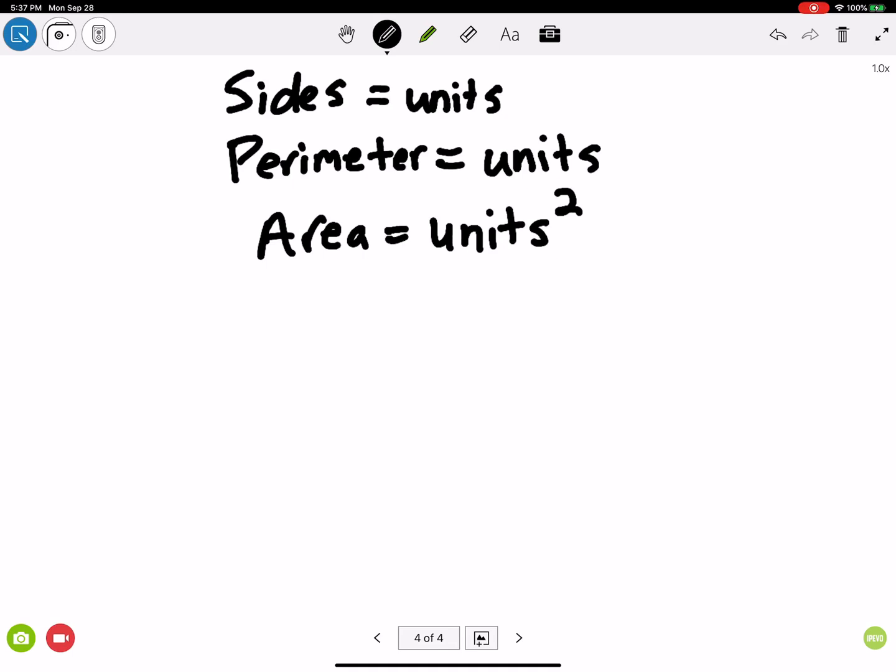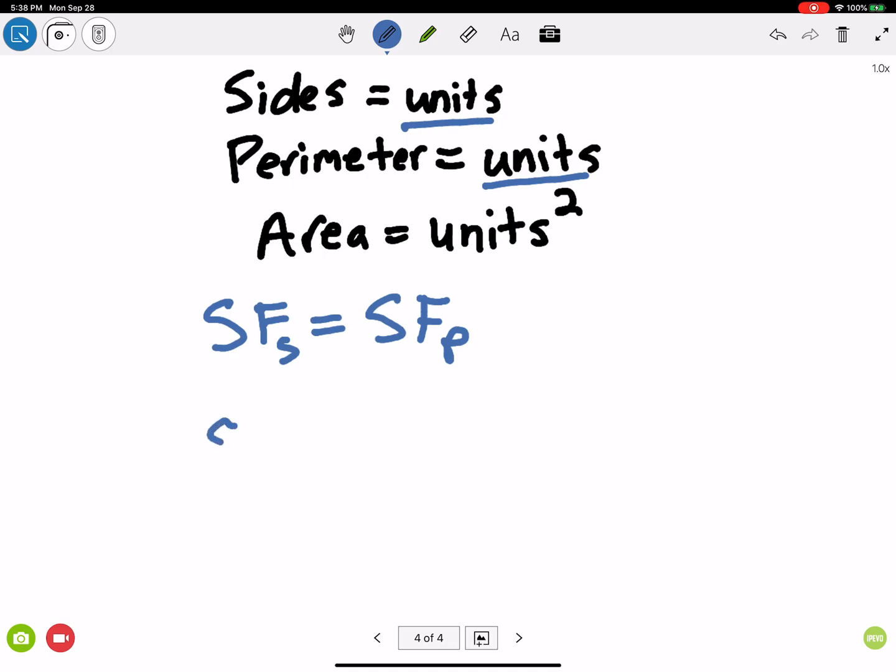So, by that logic, if I have the scale factor of my sides going from one figure to the other figure, this is going to be equal to the scale factor of my perimeter, because they're both just units.